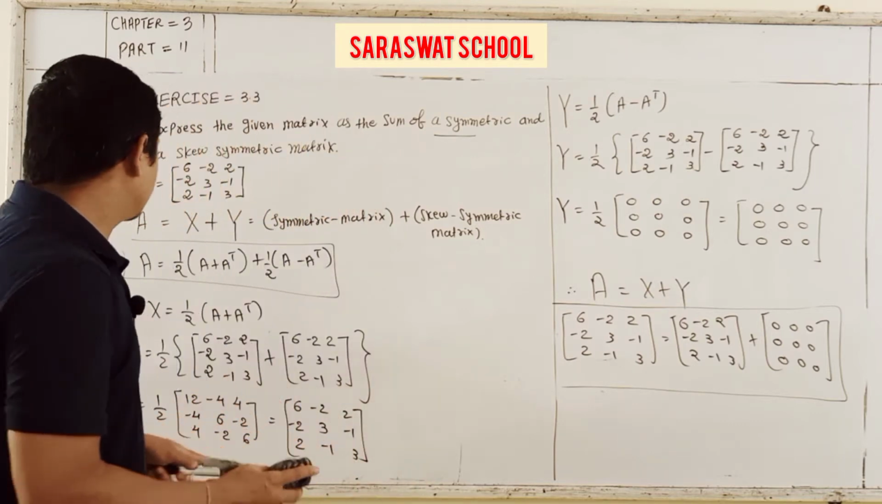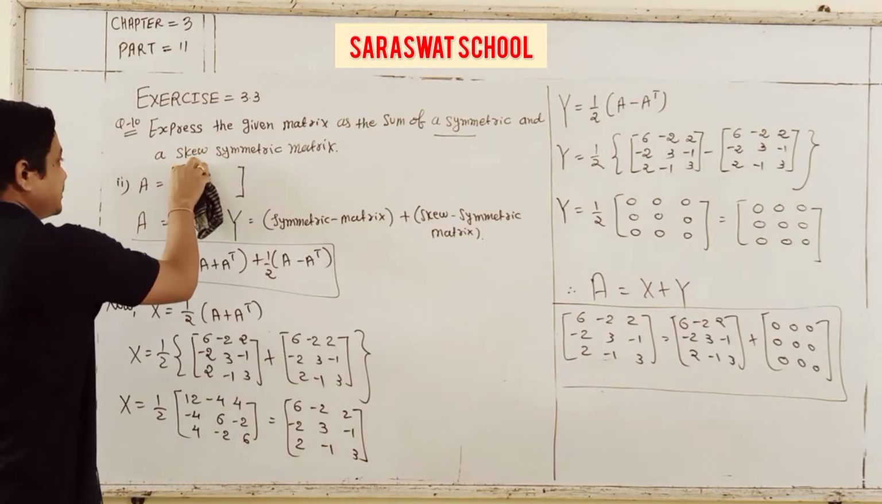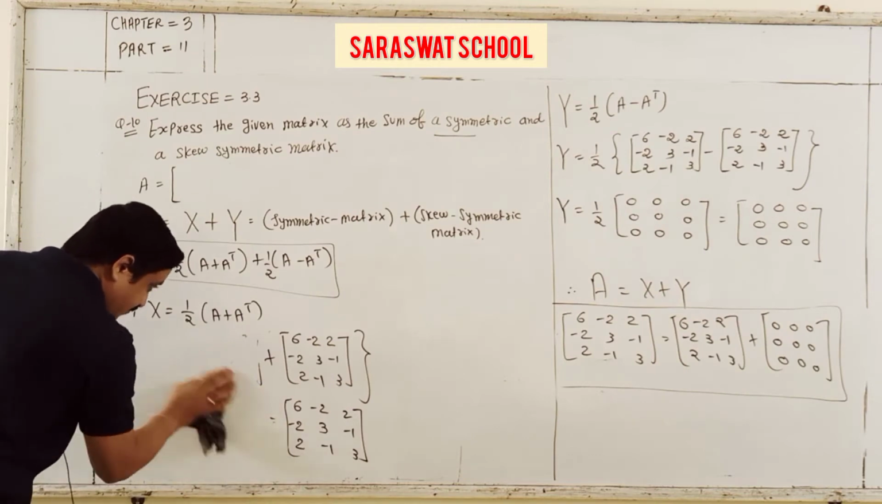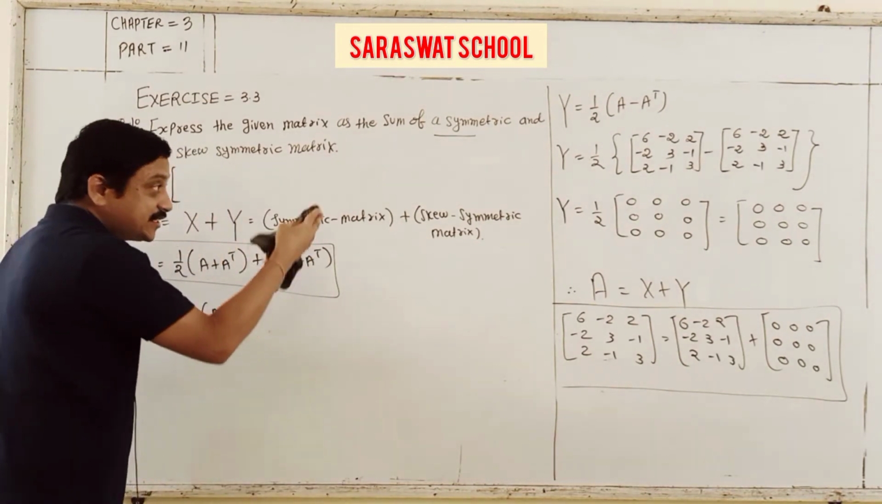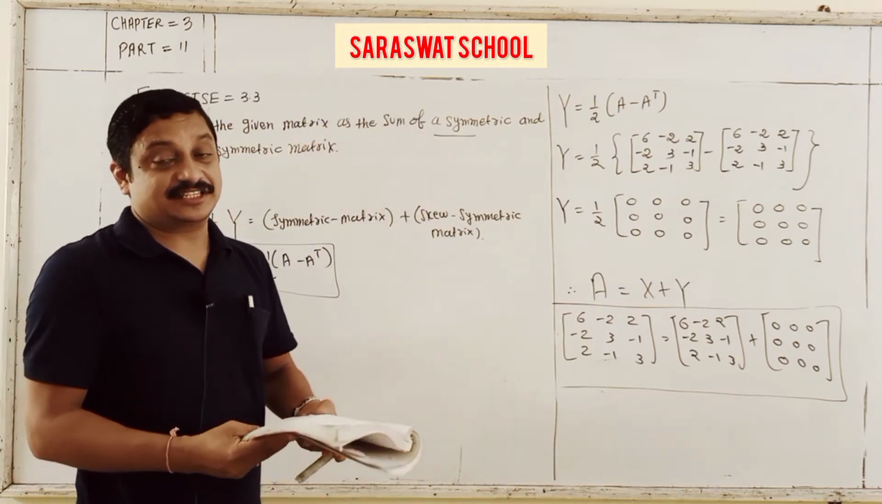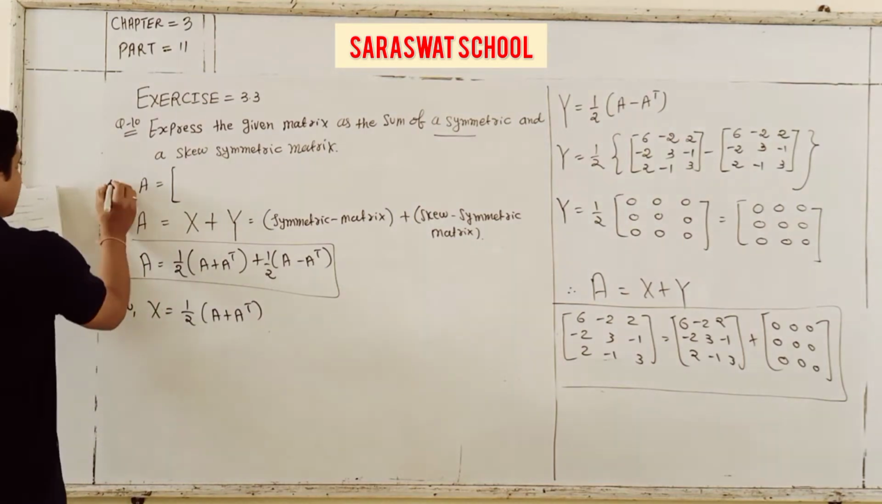Now moving to the next question, the third one. Only the elements are changed, students, otherwise this solution is the same. You write down the same process, this representation as a sum of symmetric and skew symmetric. So my A is the third one.